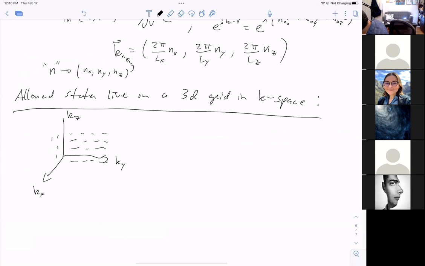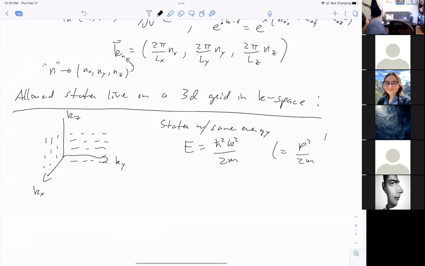And I have trouble drawing 3-dimensional grids, but something like that. Okay. And so if I wanted to say, let's consider states with the same energy, and let's define the energy as equal to h bar squared k squared over 2m. Remember, that's just p squared over 2m, where p equals h bar k, just reminding you of all these little quantum mechanics formulas.